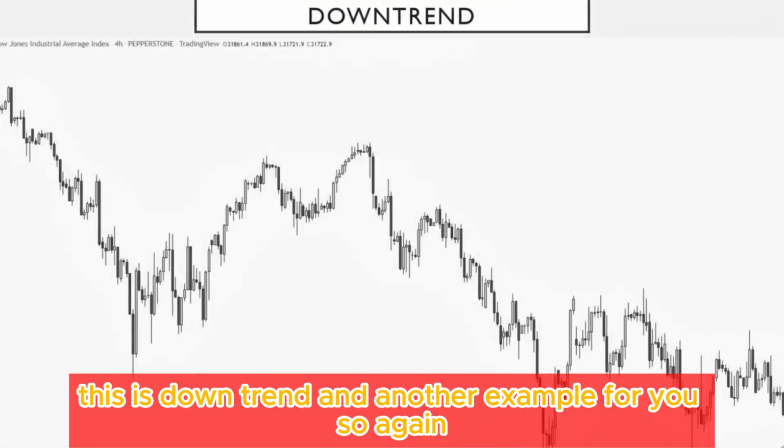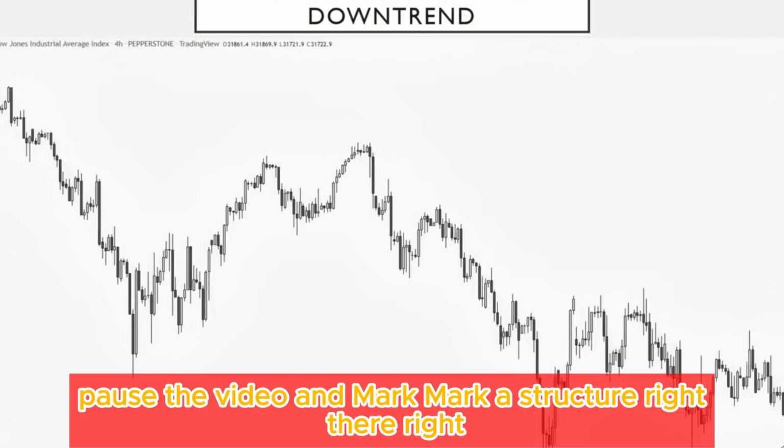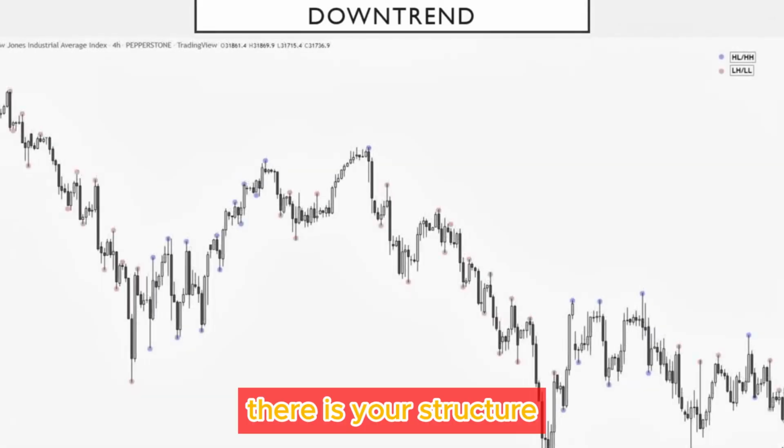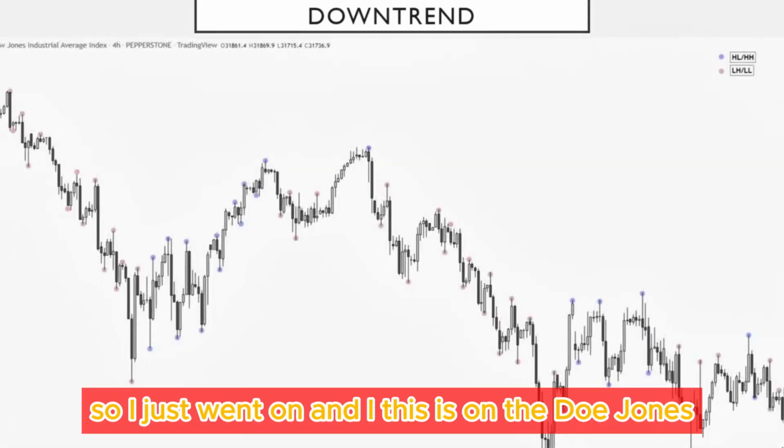Another example for you. So again, pause the video and mark the structure right there. Right? So again, here is your structure. I just went on and this is on the Dow Jones. So this is US 30.